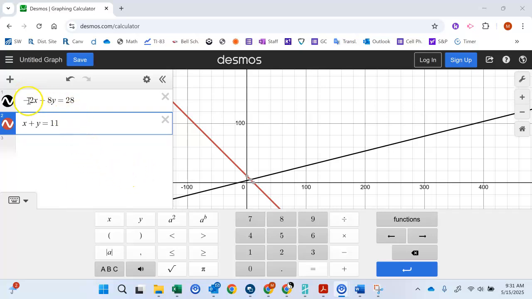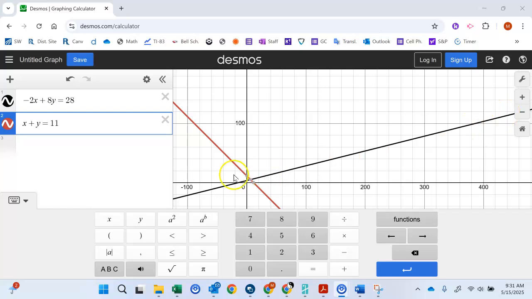So again, if you're trying to find a solution for two equations, you can enter in the equations, like we said, and then where they cross is going to be the solution. If they don't cross, if they're parallel, then there's no solutions. If they're the same line and they're overlapping, it's going to be infinite solutions.